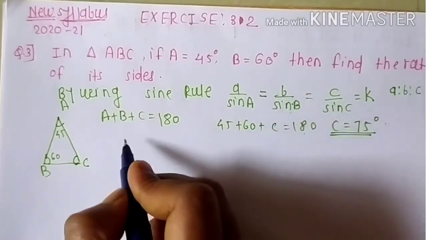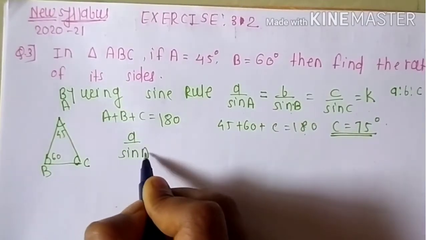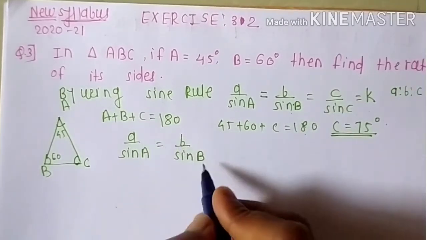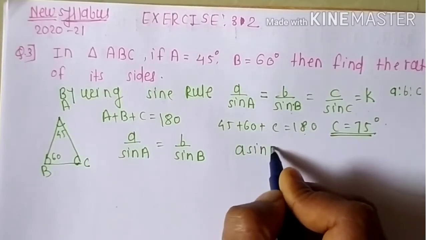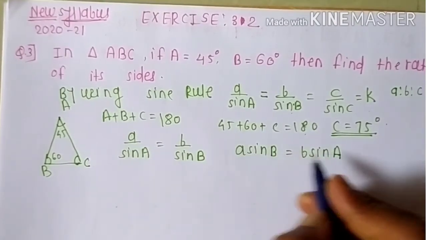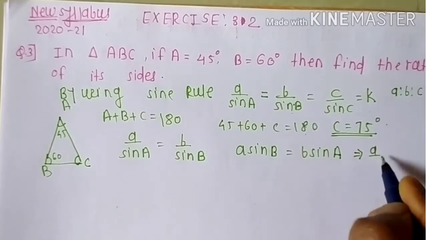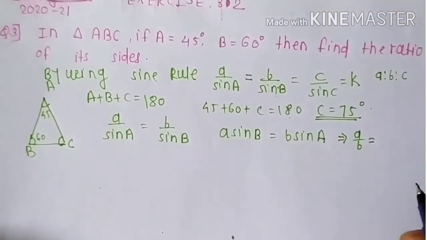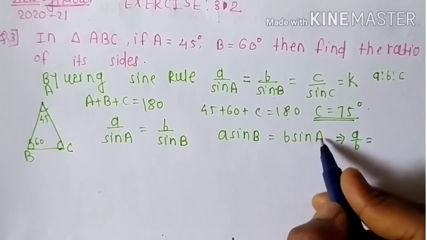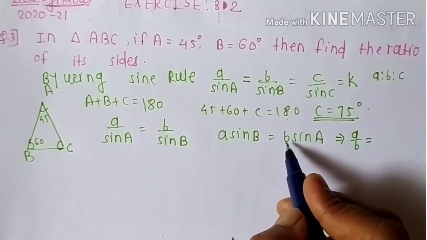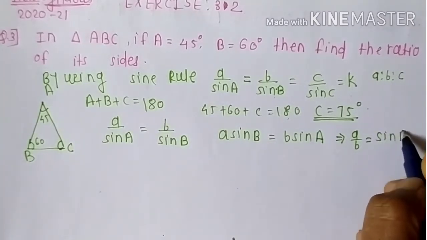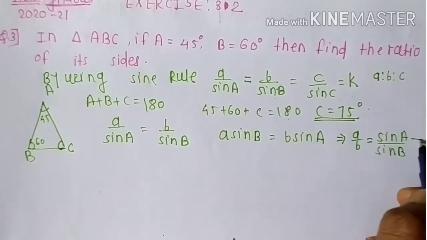Okay, consider the first two ratios, that is, a upon sin A is equal to b upon sin B. From that, by cross multiplication, a into sin B is equal to b into sin A. Then we divide this whole equation by b and by sin B, and we get a upon b is equal to sin A upon sin B. Okay, we consider this as our result 1.